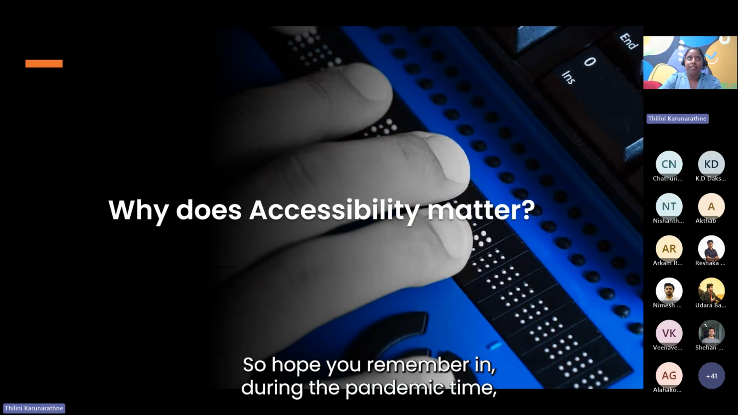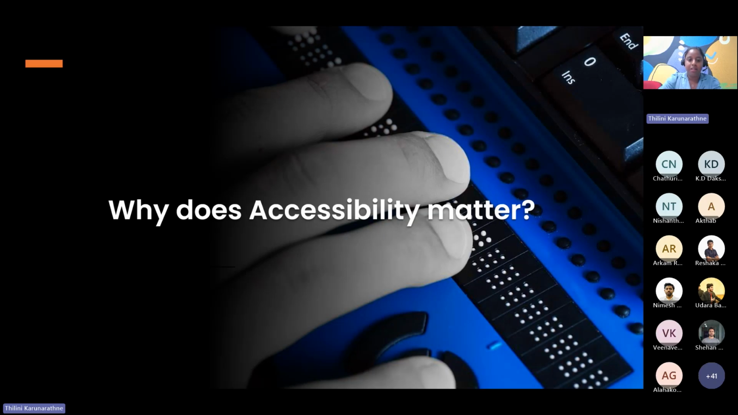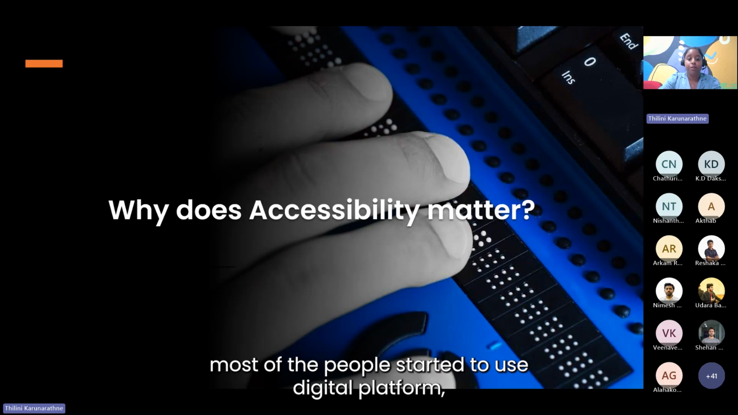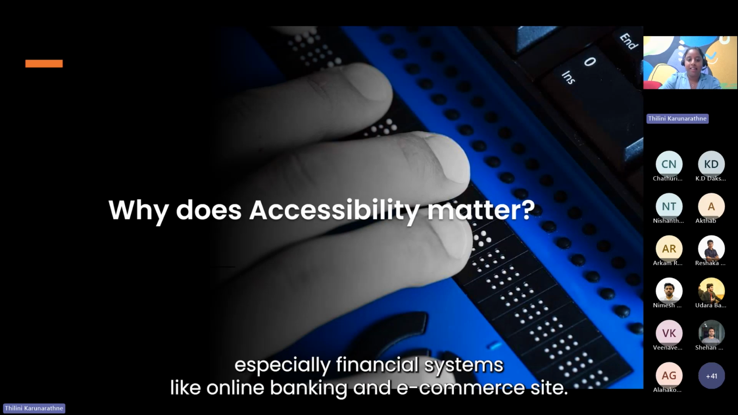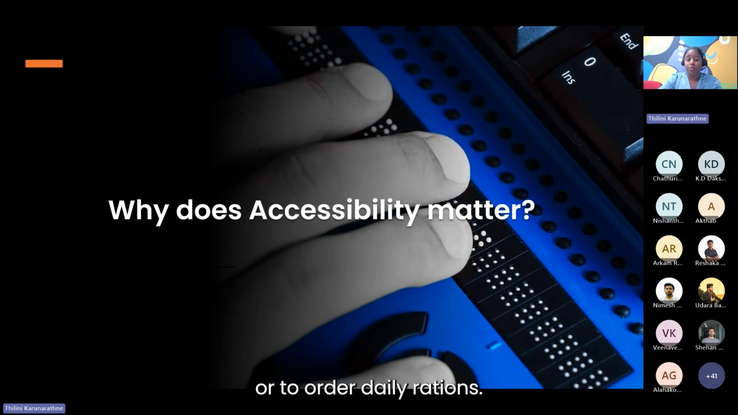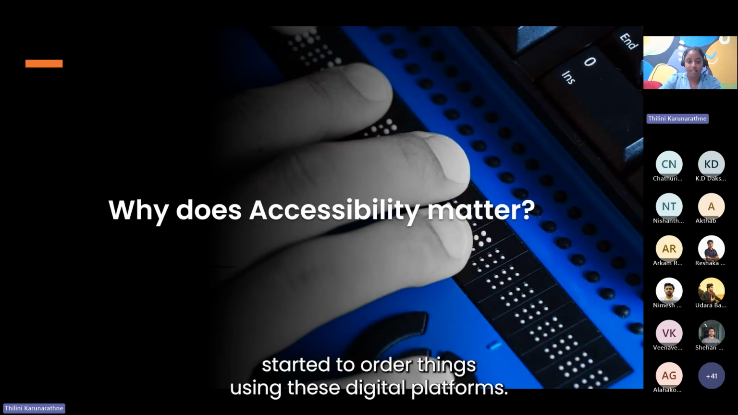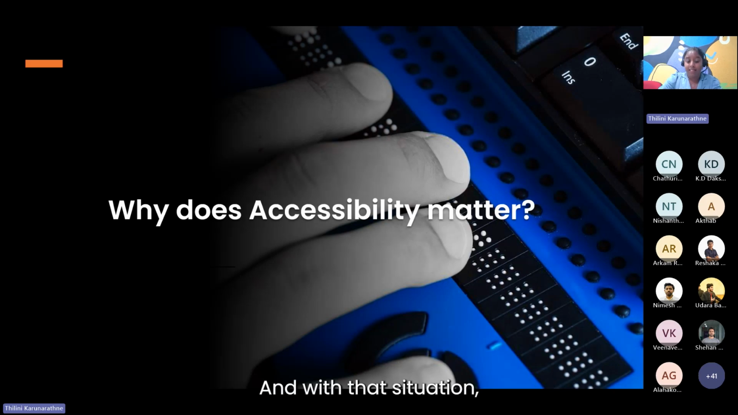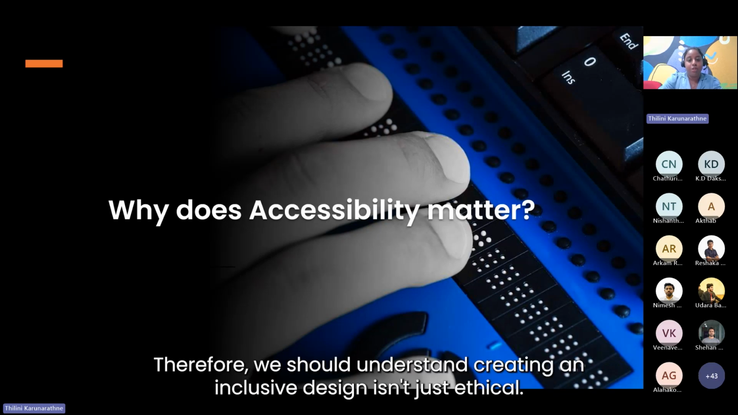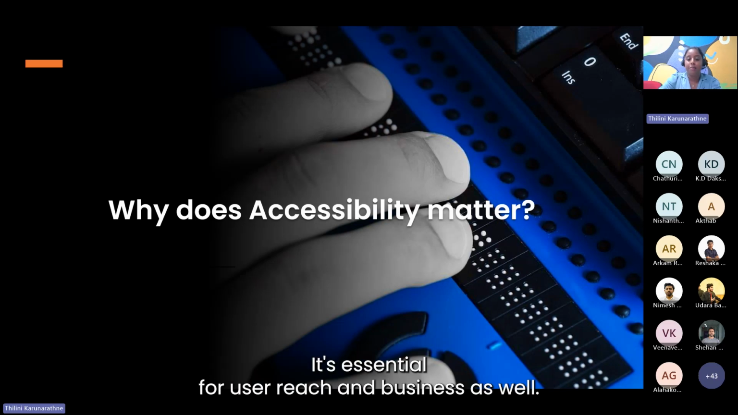I hope you remember that during the pandemic, most people started to use digital platforms, especially financial systems like online banking and e-commerce sites, or to order daily rations. In that time, even many elderly people and differently abled people started to order things using these digital platforms. And with that situation, many major brands in the world started to focus on digital accessibility. Therefore, we should understand creating an inclusive design isn't just ethical, it's essential for user reach and business as well.